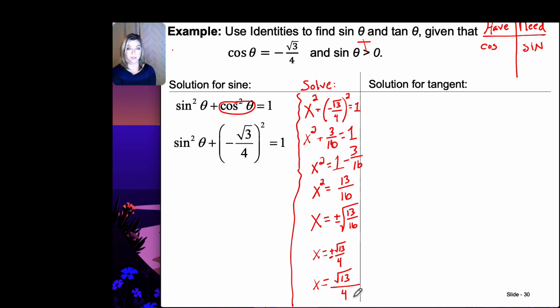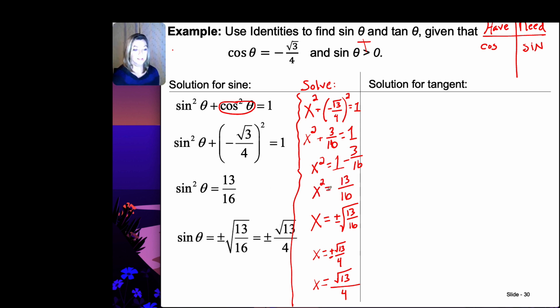Okay, you all passed your algebra classes. That's how we get our prerequisite skills for a trigonometry class. So we're going to do the same thing now. It's just instead of the x, it's going to be a sine theta. So the next line would look like this. Sine squared theta equals 13 over 16. That's right here. Next line would look like this.